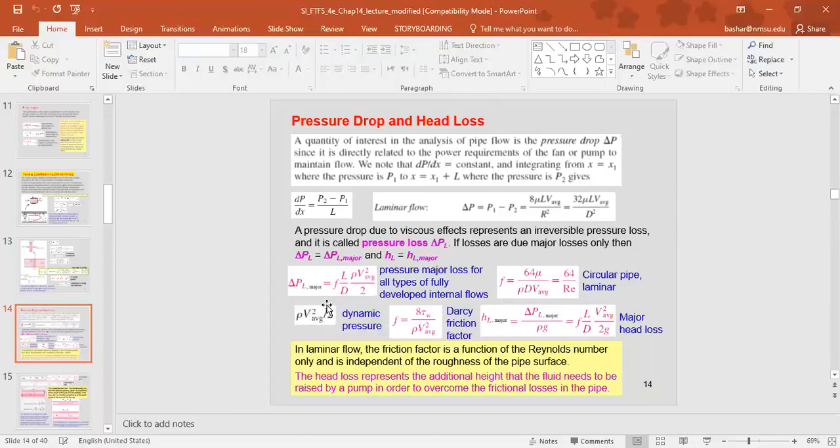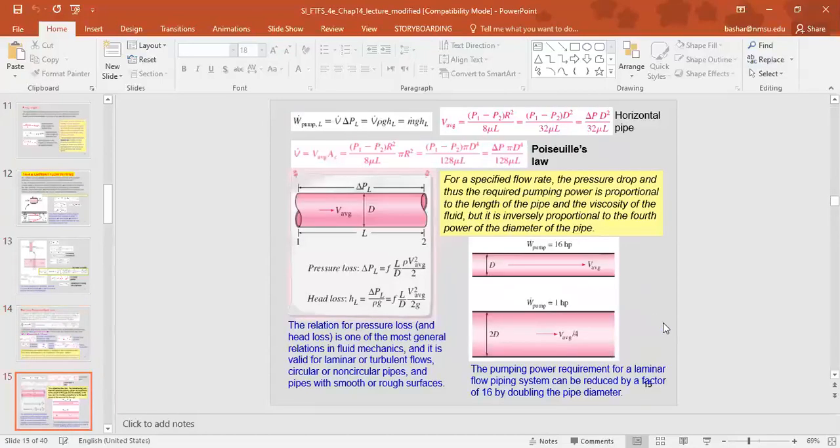Remind you that this represents the dynamic pressure, which we learned back in the Bernoulli and the energy equation. The Darcy friction factor may also be given through this equation. The major head loss equals the pressure drop due to major losses divided by the specific weight, which is rho times g, and it equals f times L divided by the hydraulic diameter times the average velocity squared divided by 2g. This represents the major head loss.